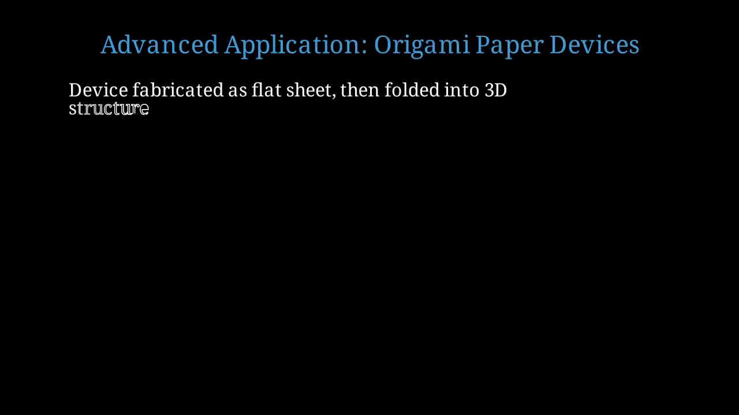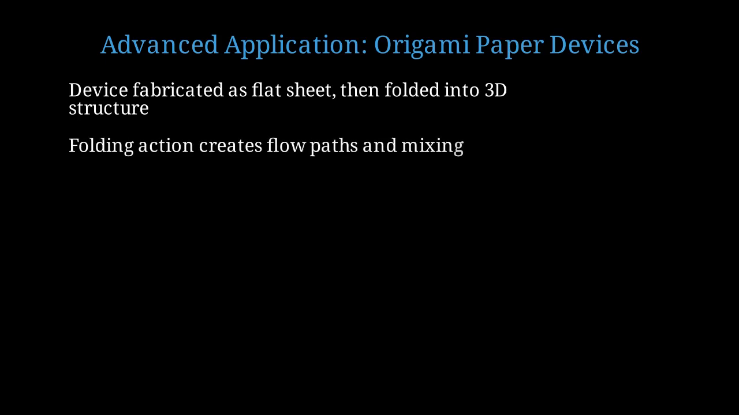Origami devices are fabricated as a single flat sheet with fold lines indicated. The user folds the device, bringing different layers into contact. The folding action itself creates flow paths between layers and can induce mixing. This provides user-activated timing control.